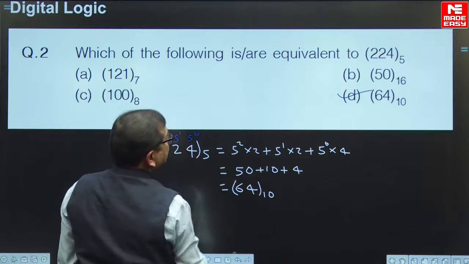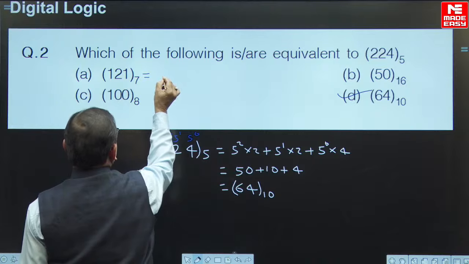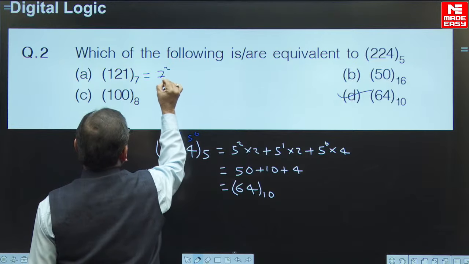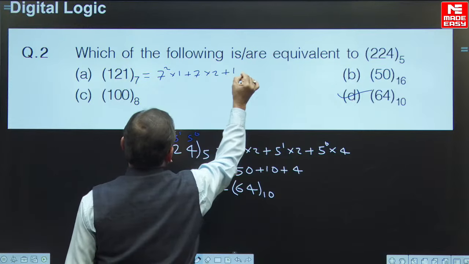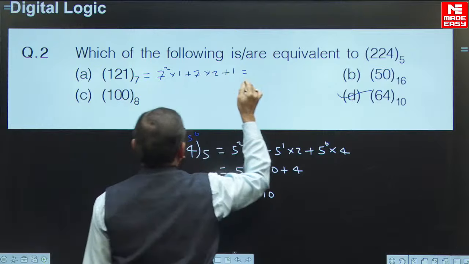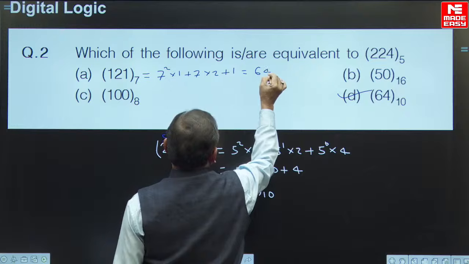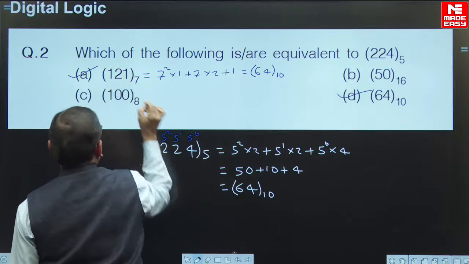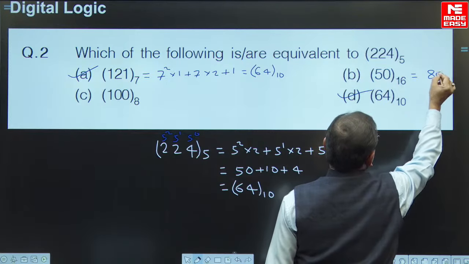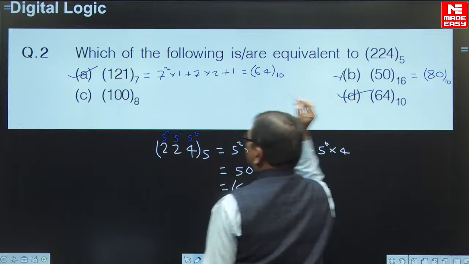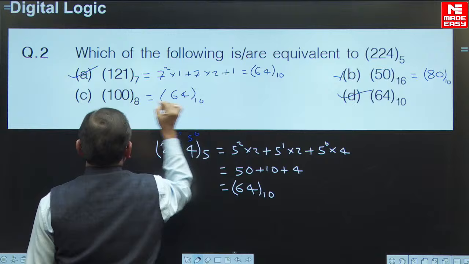And if you look at this decimal number 127, its equivalent decimal value is evaluated as 7 squared into 1 plus 7 into 2 plus 1. If you work it out, it is 49 plus 14 plus 1, which comes to 64. So that is also correct. Similarly, if you look at this, it will be decimal 80. Once it is decimal 80, it is wrong. And if you evaluate this one, it is decimal 64, so it is true.